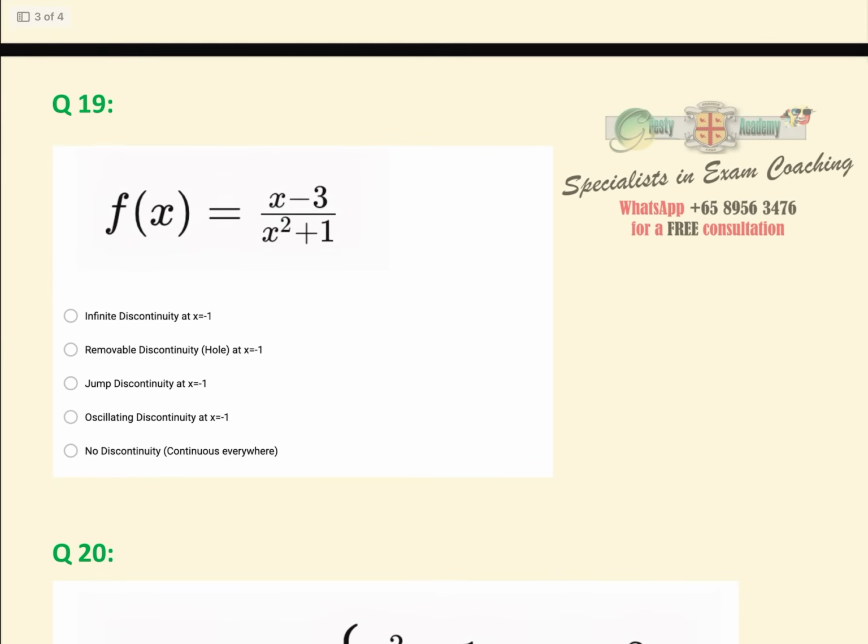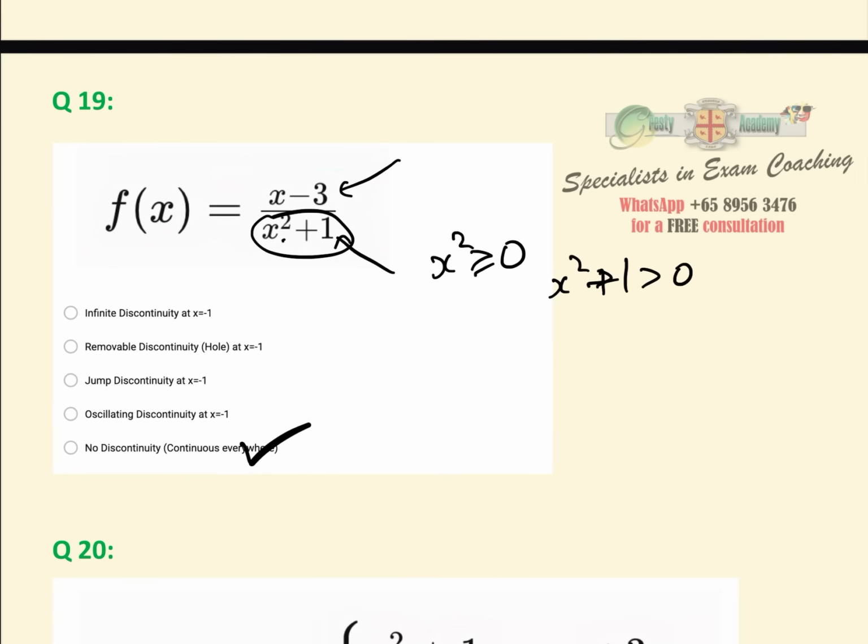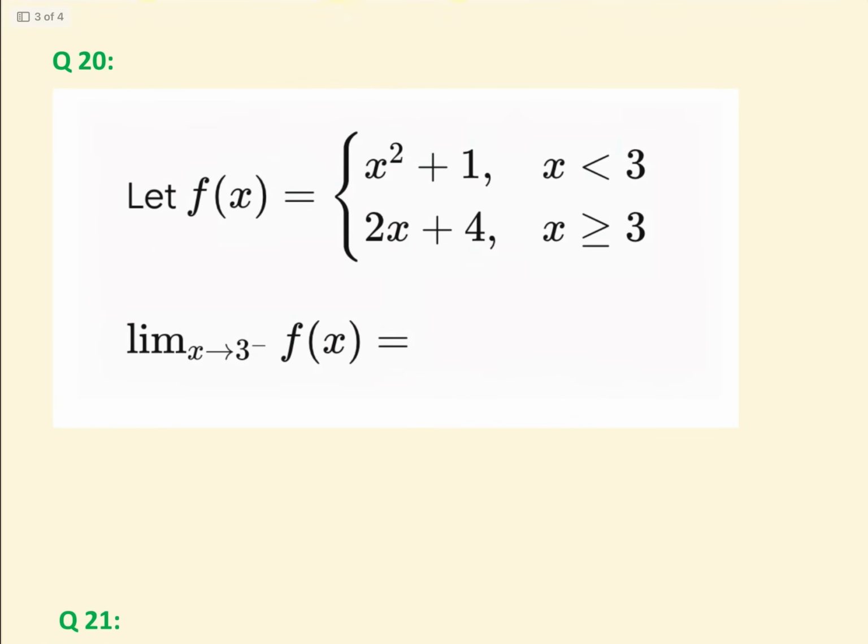And finally, this one, question number 19. The denominator here never hits 0, because x squared is always greater than or equal to 0 for any number. So x squared plus 1 is always greater than 0. So the bottom is fine. At x equals 3, the top is 0, but that's fine. We just have that f of x equals 0. That's perfectly valid, nothing wrong with that. So in actual fact, for this one there is no discontinuity at all. It is continuous everywhere.